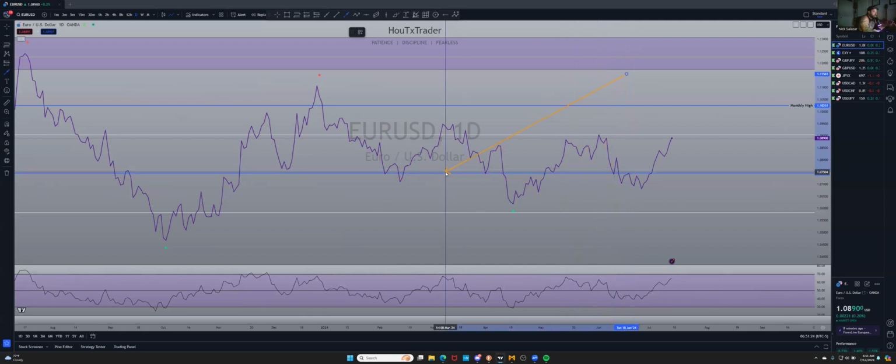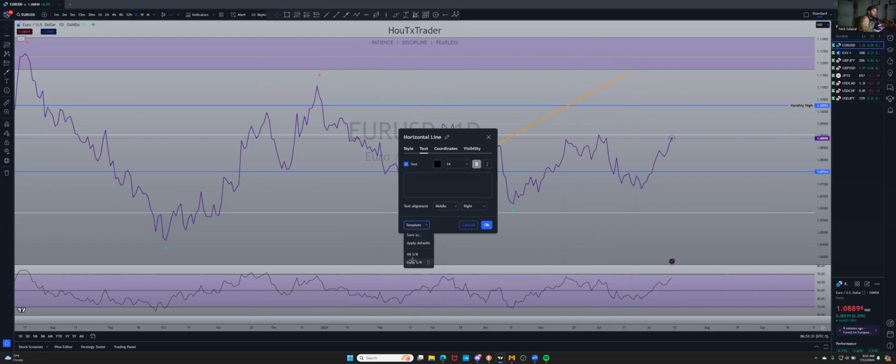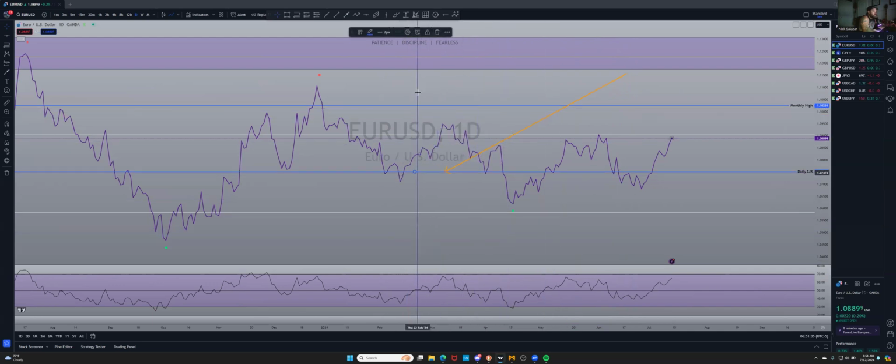So there's a good little zone right there. Let's see if we can dial this in a little bit better. Okay, let's say right there. Let's name this daily, and maybe we'll change the color on it. Let's make it orange. All right, let's lock it in.